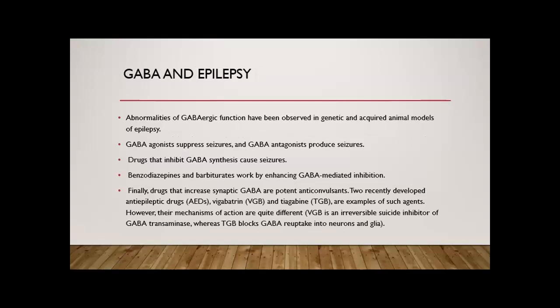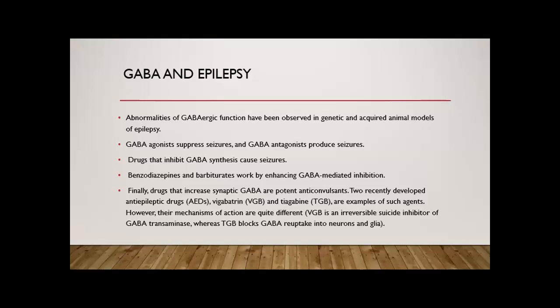GABA and epilepsy. Abnormalities of GABAergic function have been observed in genetic and acquired animal models of epilepsy. GABA agonists suppress seizures and GABA antagonists produce seizures. Drugs that inhibit GABA synthesis cause seizures. Benzodiazepines and barbiturates work by enhancing GABA-mediated inhibition. Drugs that increase synaptic GABA are potent anticonvulsants. Two recently developed anti-epileptic drugs, vigabatrin and tiagabine, are examples of such agents.